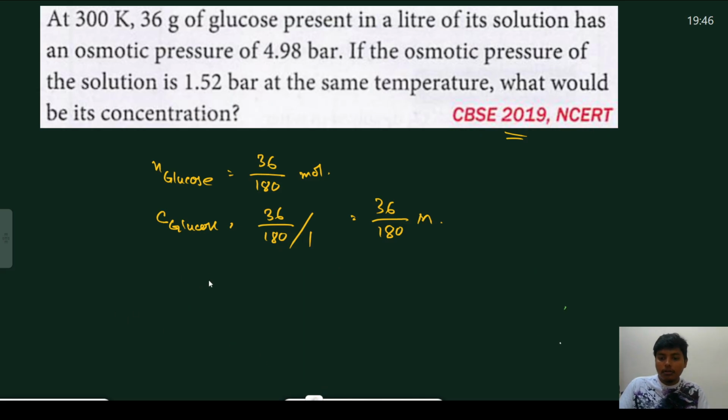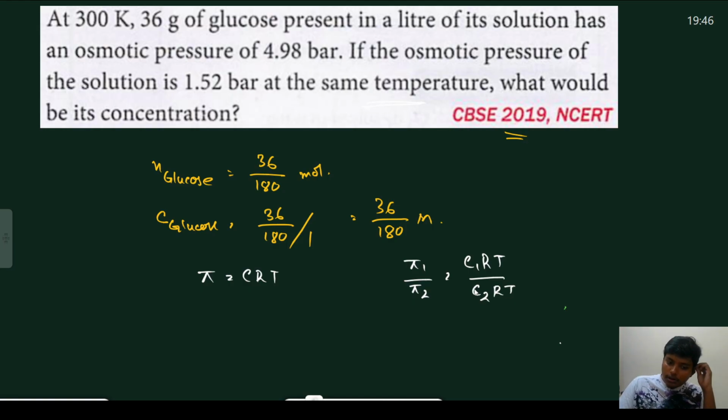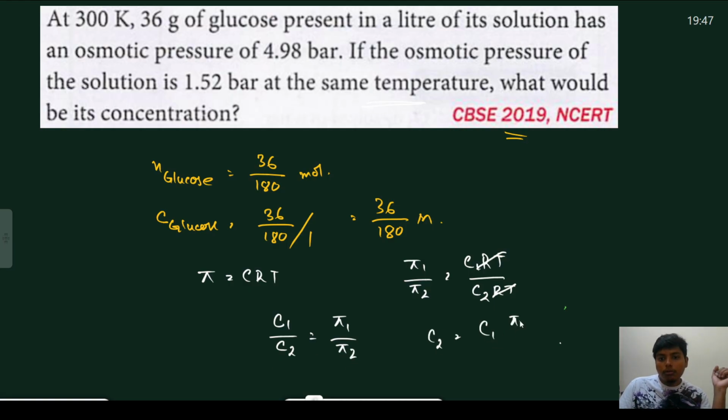Yes. Now we know pi is equal to CRT. So can I write pi 1 by pi 2 is equal to C1 RT by C2 RT, because they told same temperature? Yes or no? So RT is gone. So C1 by C2 is equal to pi 1 by pi 2. We need C2. So C2 is equal to C1 into pi 2 by pi 1.